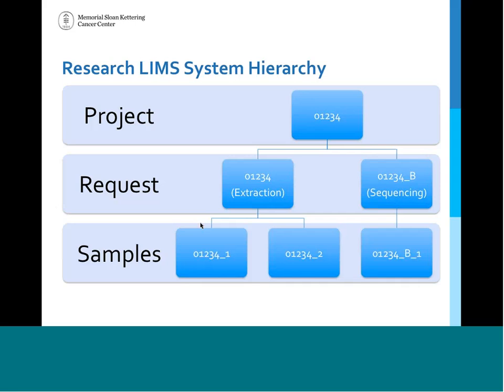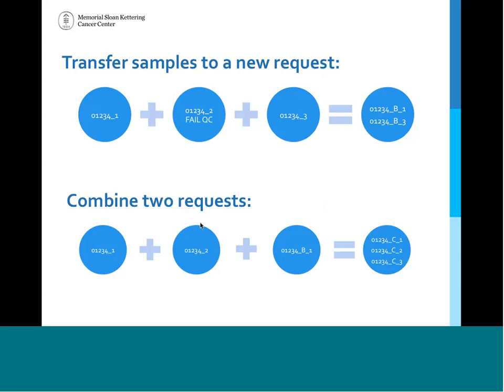One piece of information that is important for us is that an extraction request and a sequencing request are 2 separate entities, but they may contain the same samples. So a project that has 2 samples for extraction may go on to have 1 or 2 of those samples go into a sequencing request. For us, this was a really large piece of customization that we had to work out with Sapio, and they came up with a phenomenal solution for us to allow us to retain the patient or the parent sample ID as it moves forward.